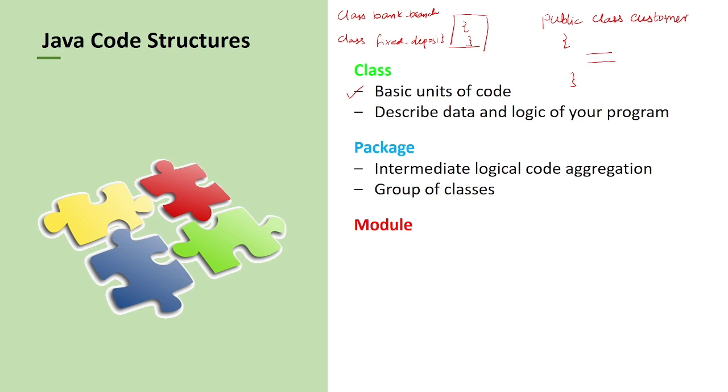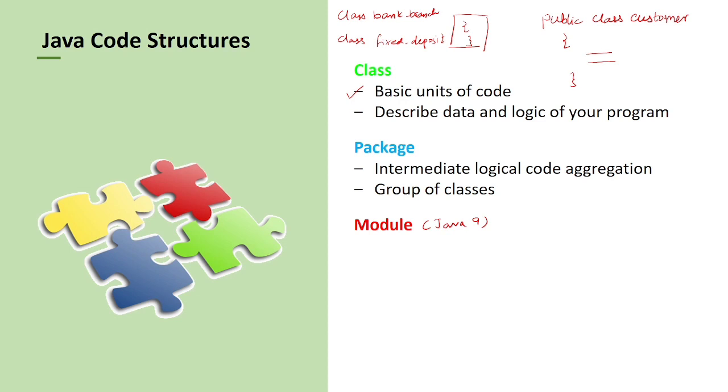A module is a group of packages. Modules were introduced from Java 9 onwards. So what is a module? It's a collection of packages. Then there will be a question: a module can also be called a collection of classes, because a package is a collection of classes. So module is a collection of packages, and we can say a module is a collection of classes. That's true, but it has other features that a package does not have.